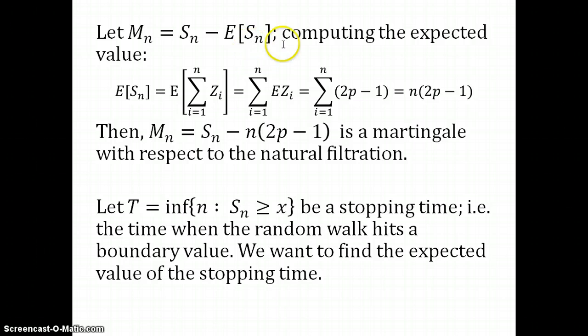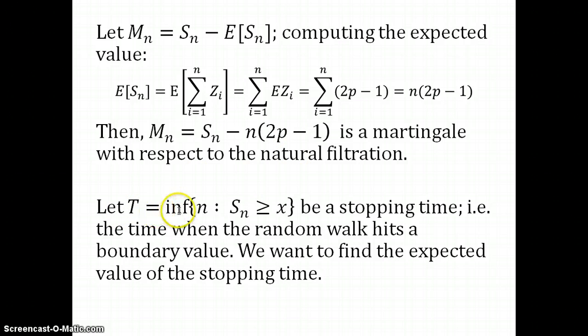state at time n. Computing this, we see that it's the expected value of the sum, and by linearity of expectation, we can move the expectation through the sum, and the expected value of each step is just 2p minus 1, again referring back to the definition of the random variables. Summing this, we get n times 2p minus 1. Defined this way, this is a martingale with respect to the same filtration as before.